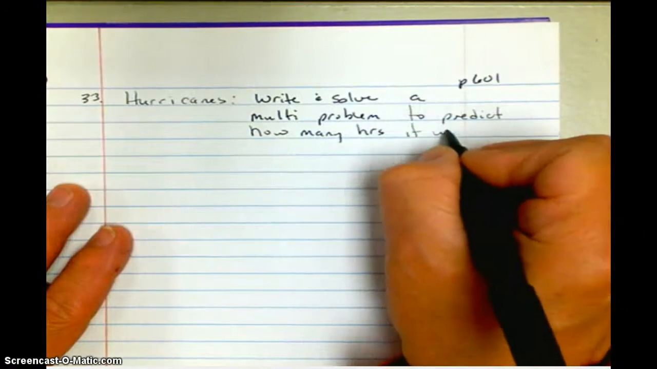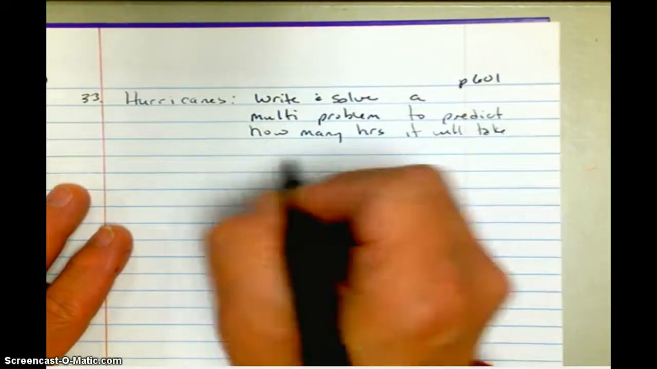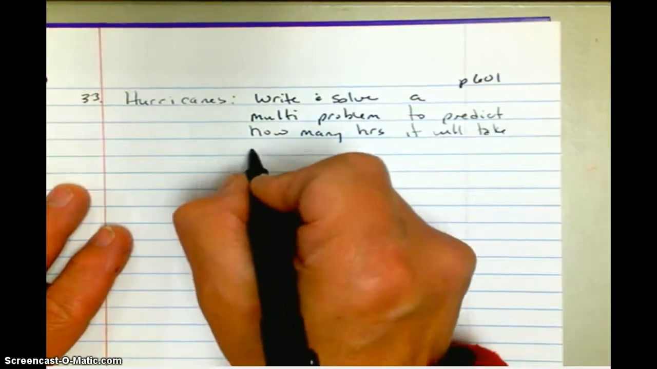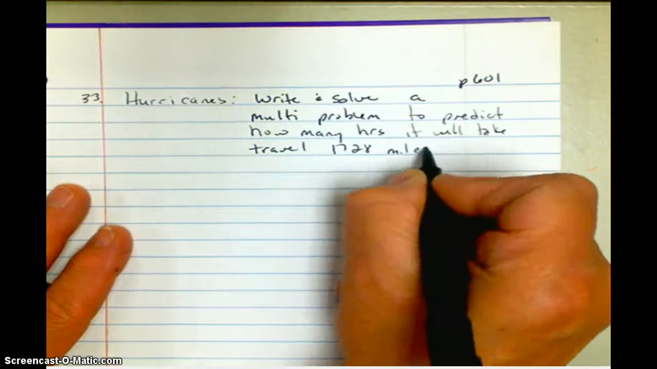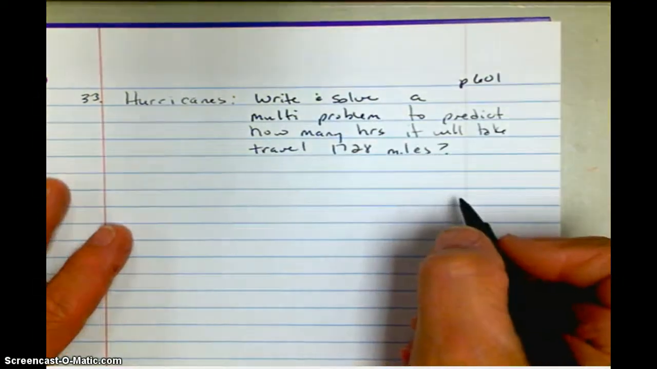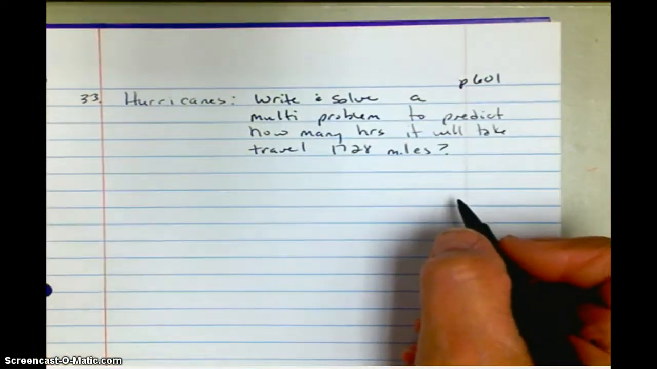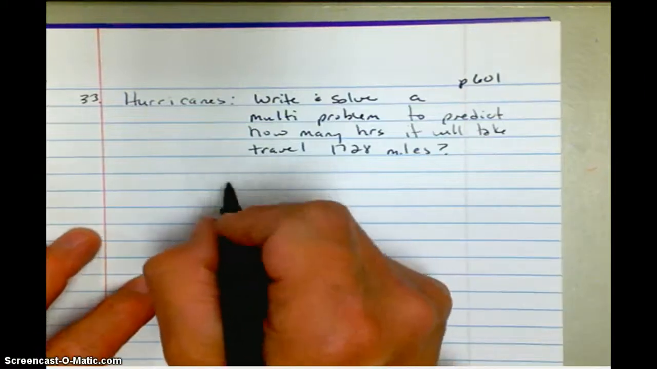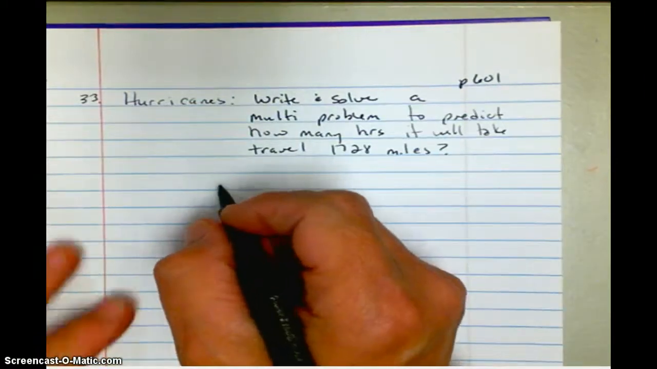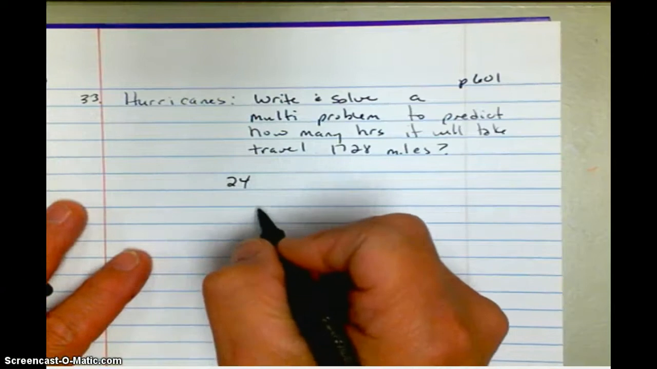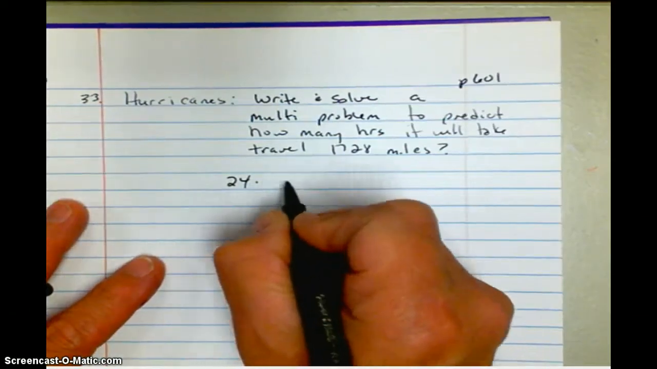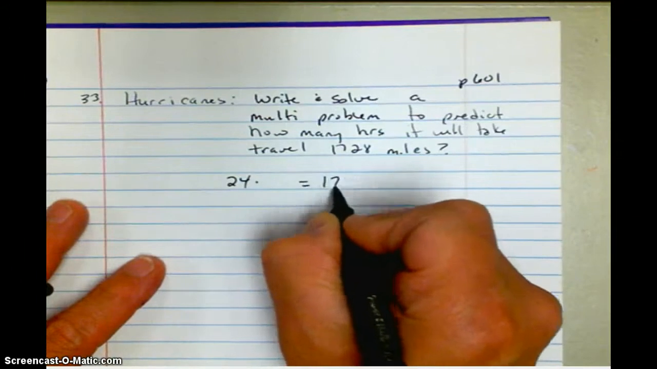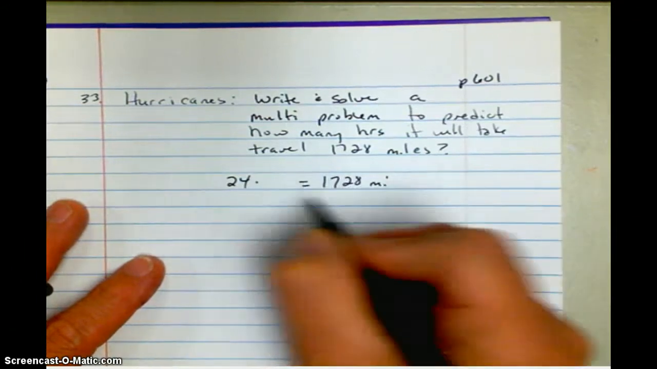how many hours it will take the hurricane to travel 1,728 miles. That's what we're trying to find out. So we're going to set up our problem like so. We know that the hurricane is traveling at a speed of 24 miles per hour. And so we want to know, so 24 times something is going to equal 1,728 miles. We don't know what.